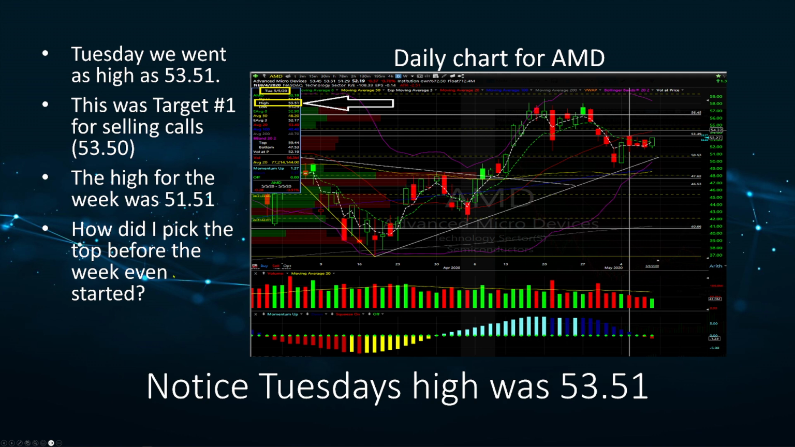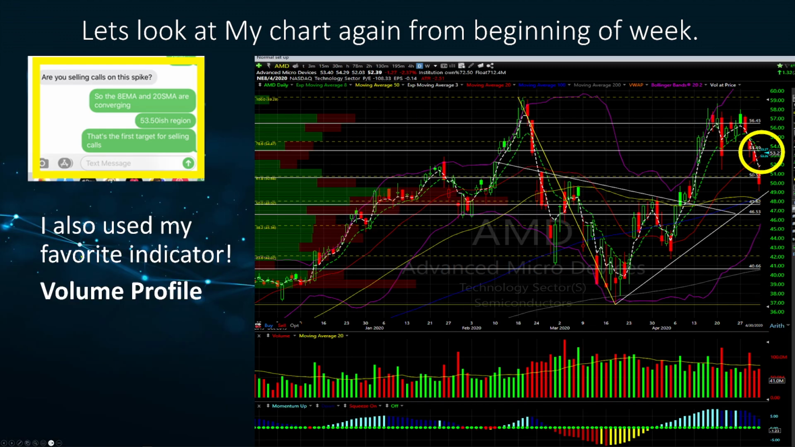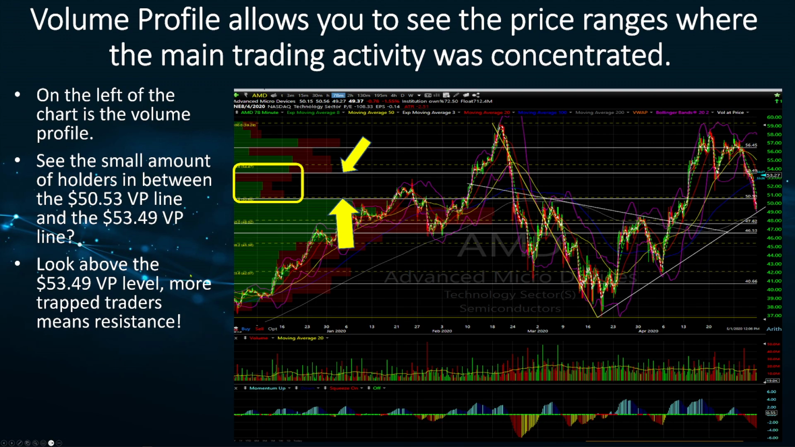So how did I pick the top before the week even started? How did I know that was the level? All of this is what we just did. It was me breaking down volume profile, what I was looking at from the beginning of the week. I use my favorite indicator, volume profile. And you can see, remember how I talked about air? Again, using the 1, 2, 3 method, this is 1, this is 2, and this is 3. If we break 2, we're going to 1, and that's what I want to capture.